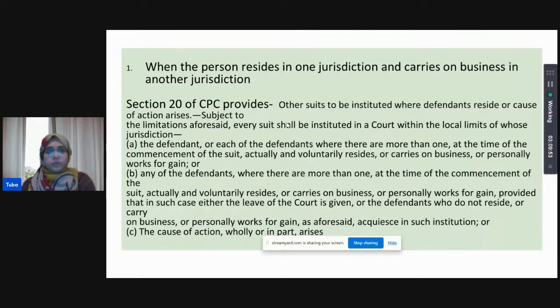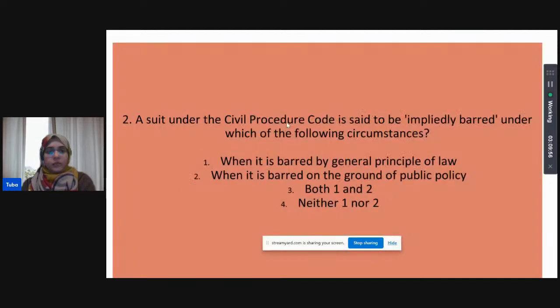So, next question. A suit under the Civil Procedure Code is said to be impliedly barred under which of the following circumstances? So, when is a suit impliedly barred per the CPC? Is it barred when it is barred by general principle of law? Is it for that purpose impliedly barred under CPC? Or is it considered to be impliedly barred when it is barred on the ground of public policy? Or are both options 1 and 2 correct? Or is neither 1 nor 2 correct?